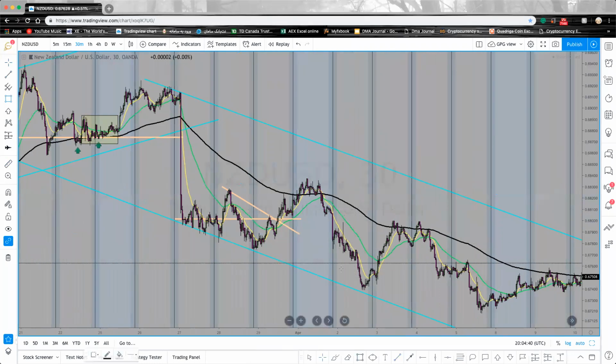Now, this is another trap. You see, this resistance becomes support. So many touches. What retail can see is an uptrend. Dumb money sees an uptrend.